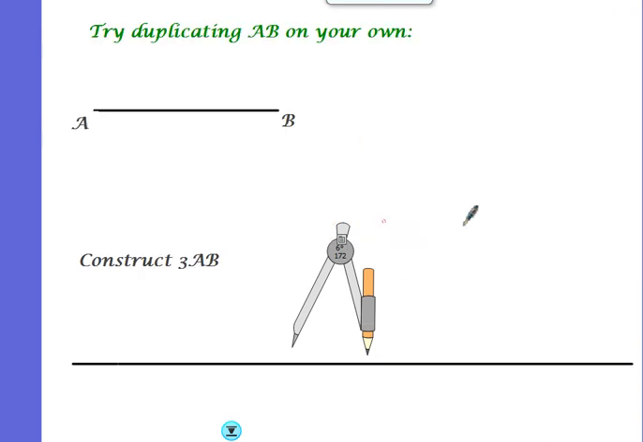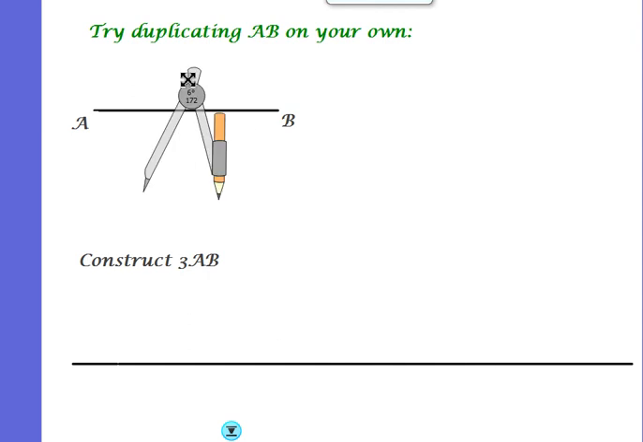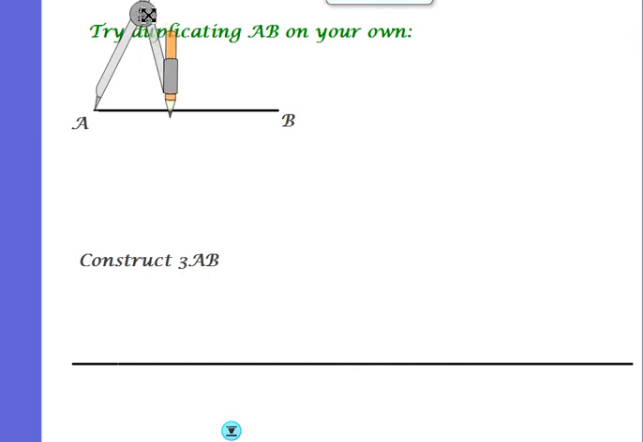So I want you to try duplicating on your own. So if you want to pause this video again and duplicate AB here. So you're going to draw your own AB since you'll have your own piece of paper. But after you're done pausing, you can come back and I will show you how I do it, which is I measure AB using my compass.